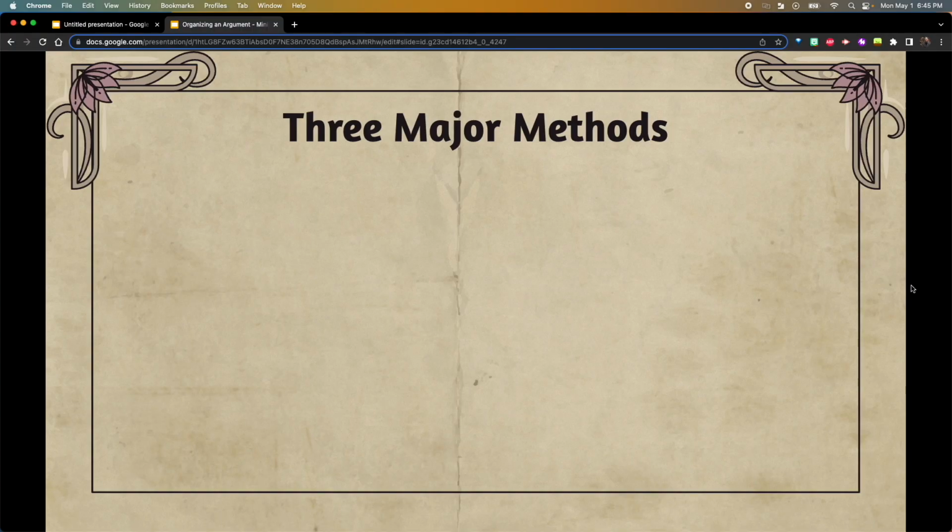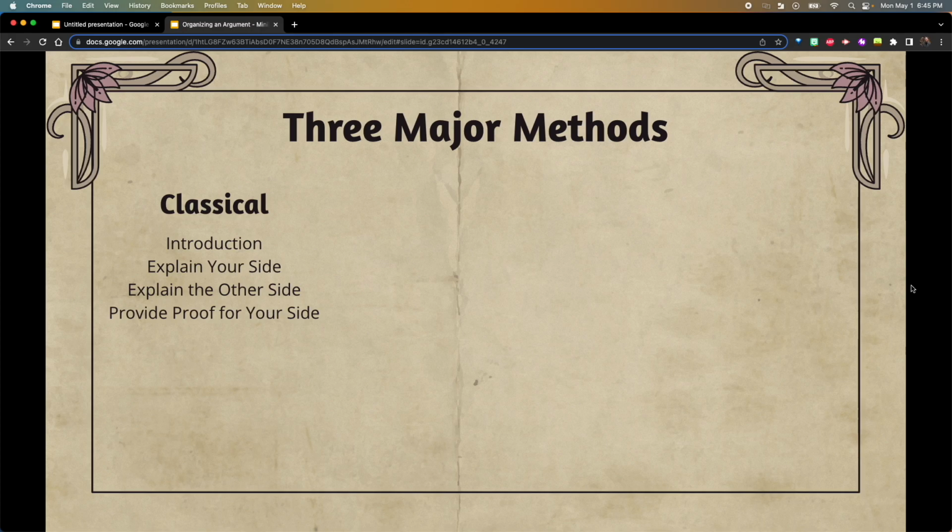There are three major methods of organization. The first is a classical method. For this, you have an introduction, you explain your side, you explain the other side, you provide proof for your side, and then you have a conclusion. This is really good for prioritizing your ideas because yours come first and you also end with the evidence for your side. It really helps the audience remember what you want them to, not necessarily both sides.